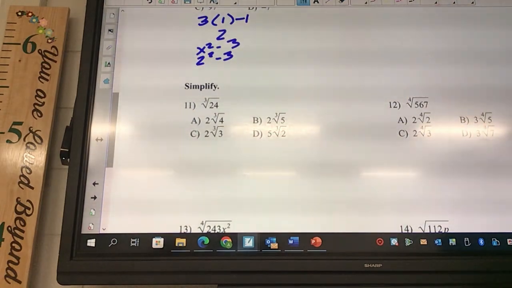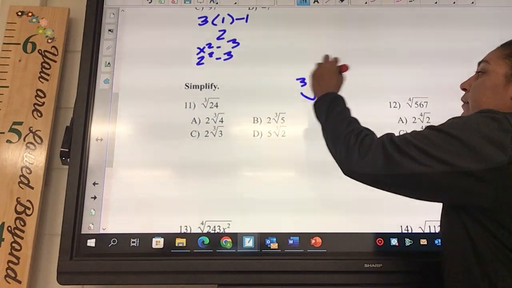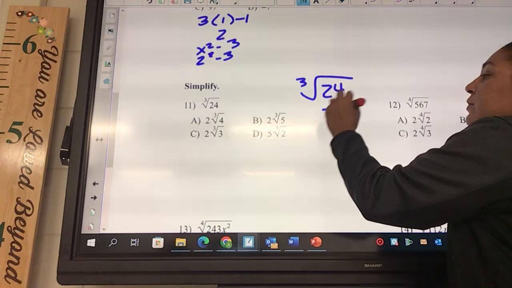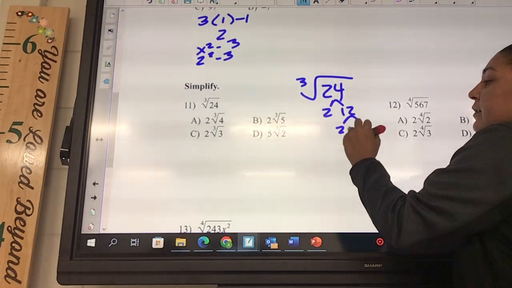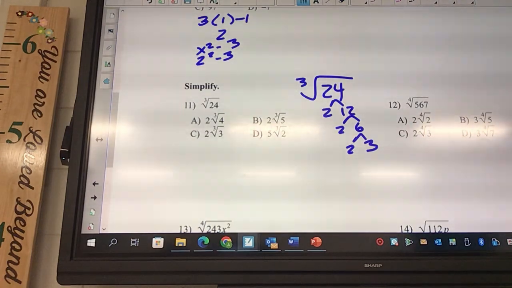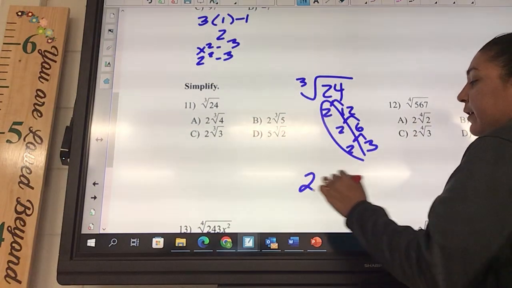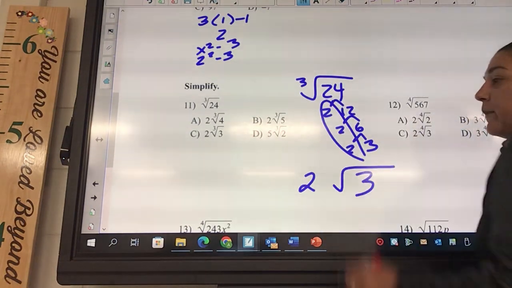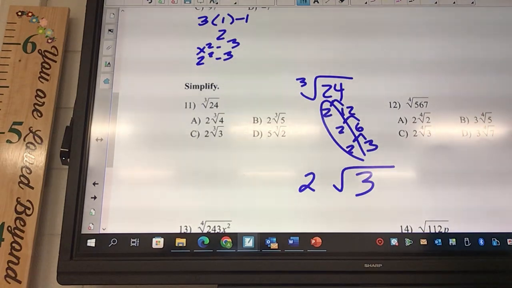Okay, 11. We're saying out of 24, we got 2, 12, 2, 6, 2, 3. We're pulling out in groups of what? 3. So who can go? 1 set of 2s. Who cannot go? 1, 3. Okay, which one is that? C. Perfect.